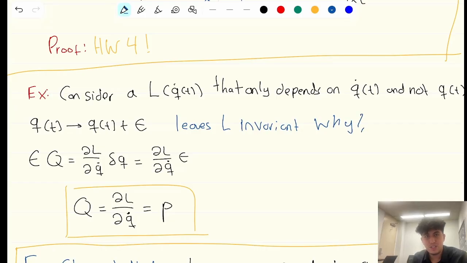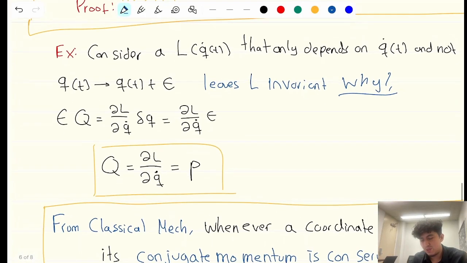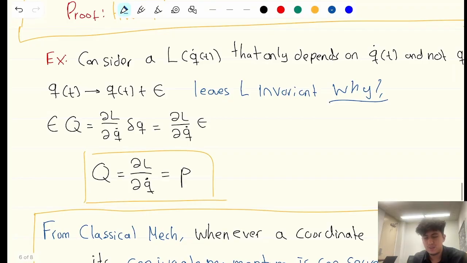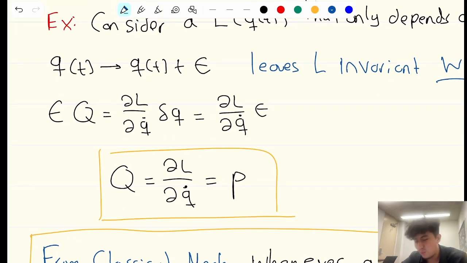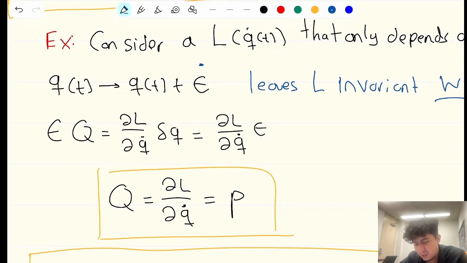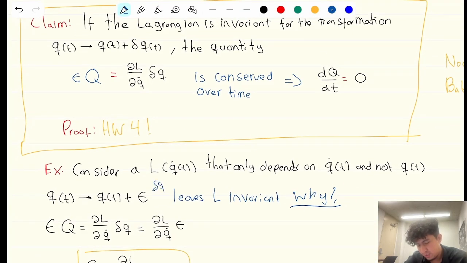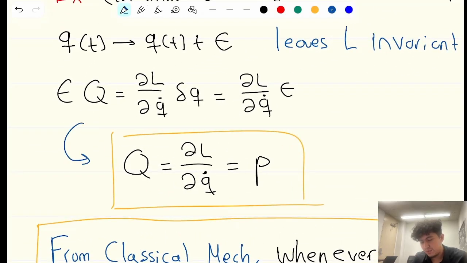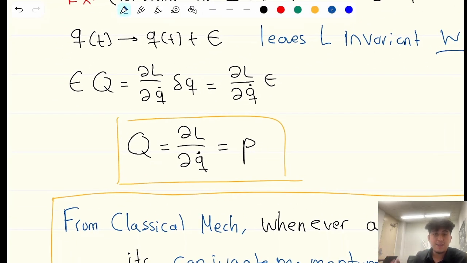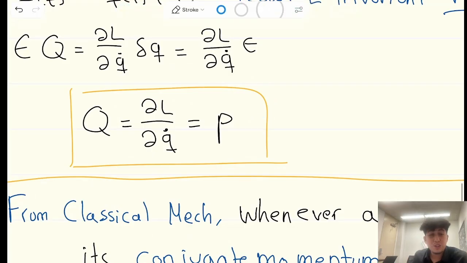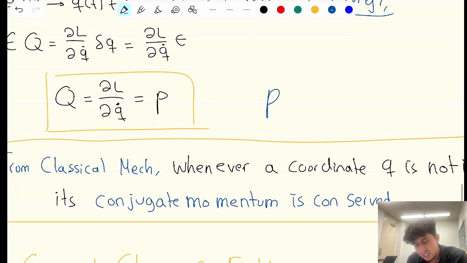Why? This is a question for you guys. Imagine you do this transformation. Why would it leave the Lagrangian invariant? Think about it. Cool. Basically, you're just taking a time derivative, so when you take a time derivative, this becomes 0. So that's good. And then you just plug in what delta q is into our formula here, and this allows you to calculate the charge. So here we can calculate the charge. And the charge is just momentum. So we showed something very important, and for the ones that have taken physics 301, you remember this.